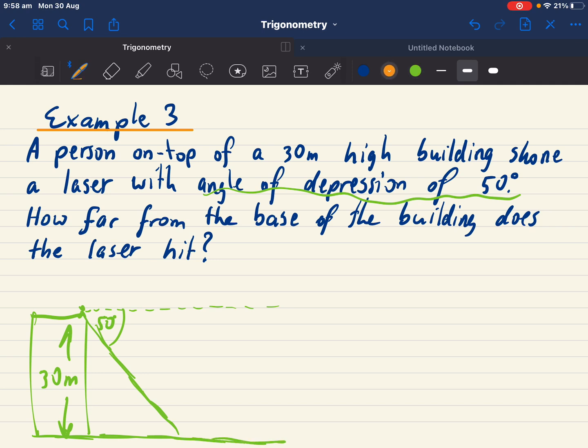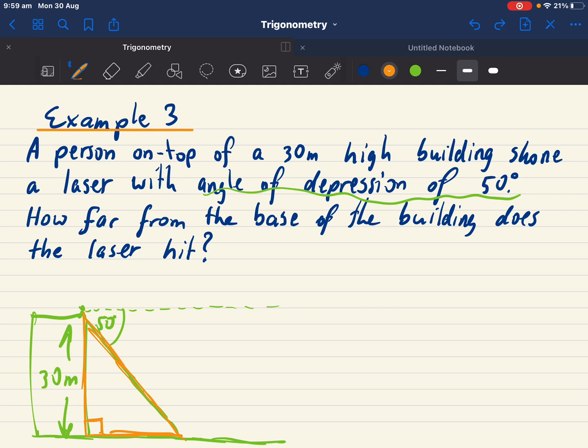Okay, what's happened here is we've created a right-angled triangle. So we've got 30 meters, we've got 50 degrees. We're going to use that alternate angle trick again. Again, I personally would have used complementary angles. Those two angles at the top need to add up to 90. So I would have had 40 degrees there. But most people prefer to use their alternate angles, which is probably more fun, I guess.